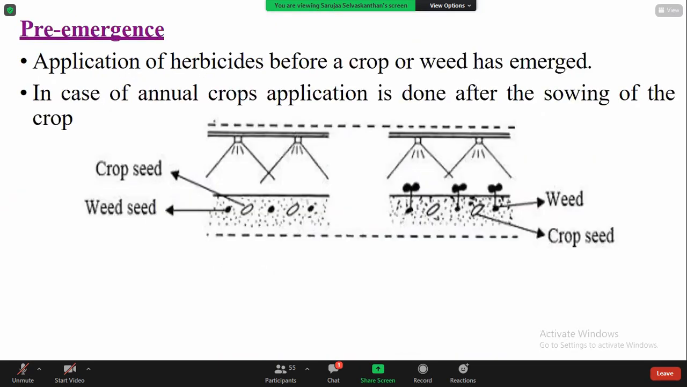Pre-emergence means application of the herbicide before the crop or weed can emerge. In the case of an annual crop, application is done after the sowing of the crop. Here, look here. This is the weed seed, and this is the crop seed. The crop seed is growing, and the weed seed is also growing. Before the germination of the crop seed, we want to destroy this weed seed by application of the pre-emergence herbicide.